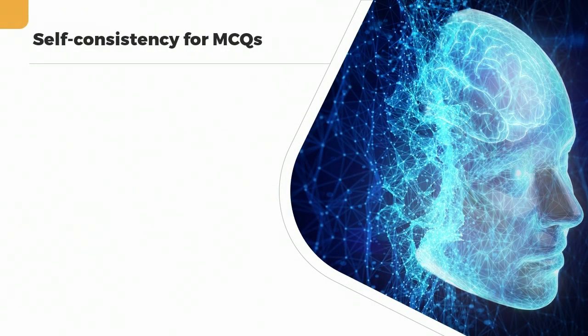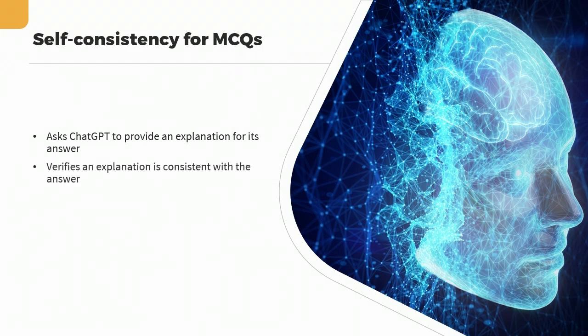Self-consistency is another technique that ChatGPT can use to solve multiple-choice exam questions. With this technique, ChatGPT is asked to provide an explanation for its answer, and then the explanation is verified to be consistent with the answer. For example, suppose we ask ChatGPT a multiple-choice question about a specific scientific principle. A self-consistency prompt could ask ChatGPT to explain how the principle works. If the explanation is consistent with the answer, it is likely that ChatGPT has arrived at the correct answer.